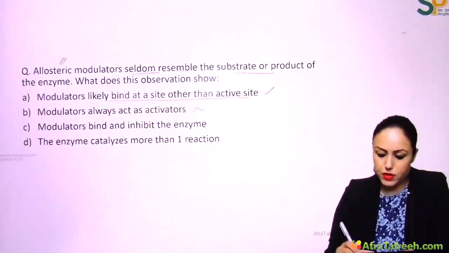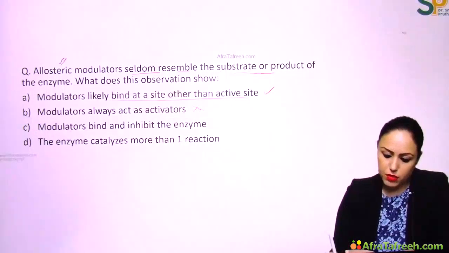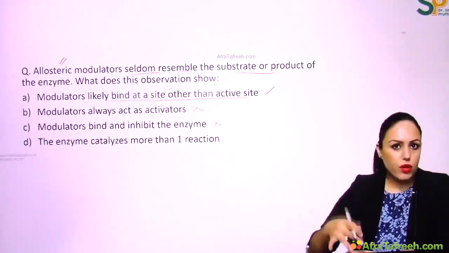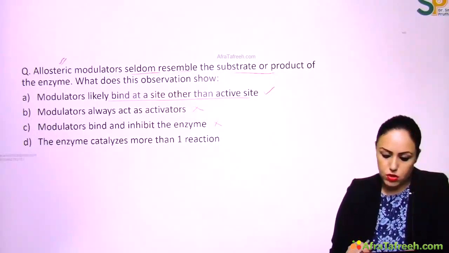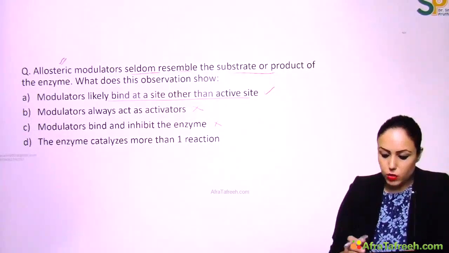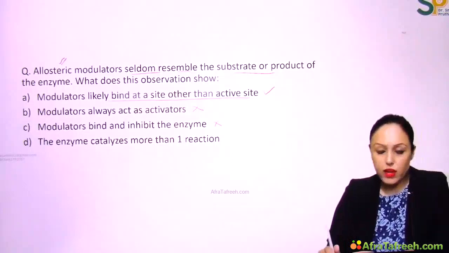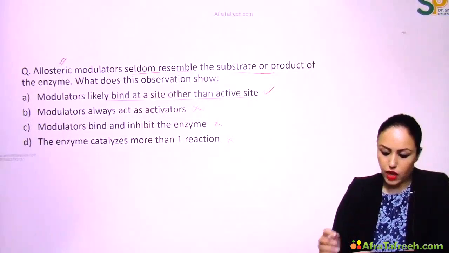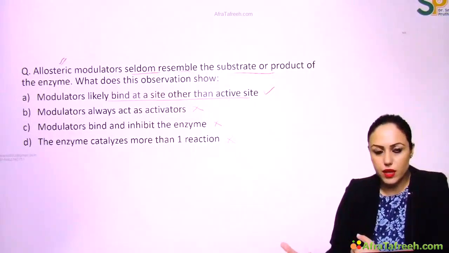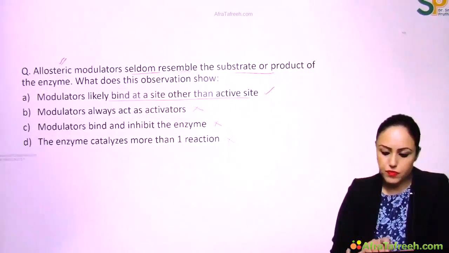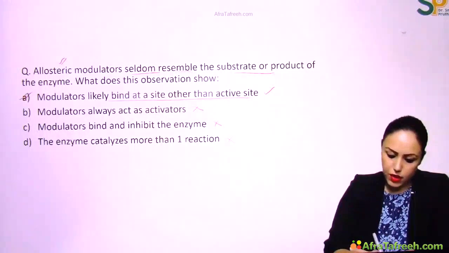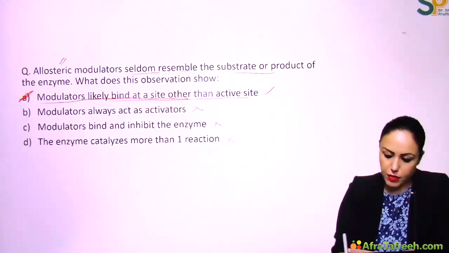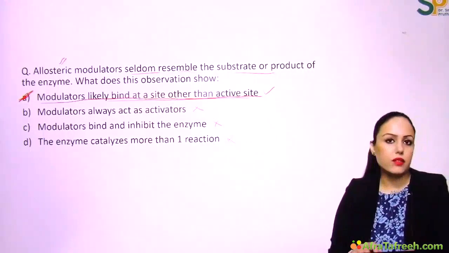Option C, modulators bind and inhibit the enzyme. No, they can activate or inhibit the enzyme. Anything they can do, the modulator, right? Then option D, enzyme catalyzes more than one reaction. No, these enzymes usually have more than one subunit, right? The reaction is only one. Okay, so the answer is A only, that modulators likely bind at a site other than the active site.